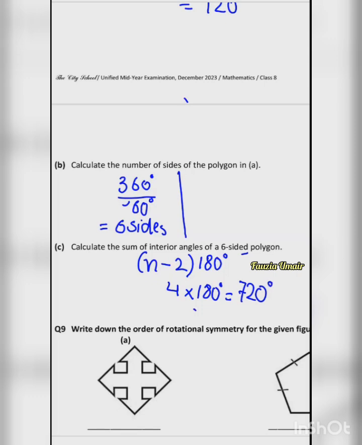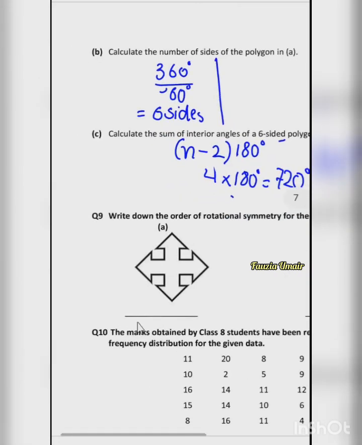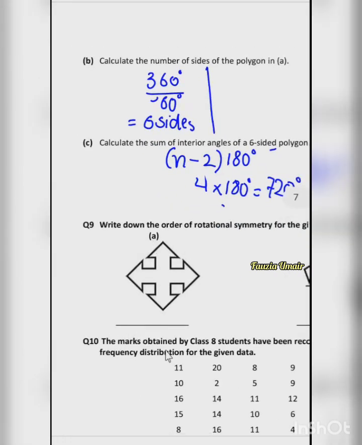So moving on to the next part. Next is related to rotational symmetry. What do you think in part A? What is the order? Write down the order of rotation symmetry of the given shape. It would be 4, since it is a square. That's right, because it resembles a square.